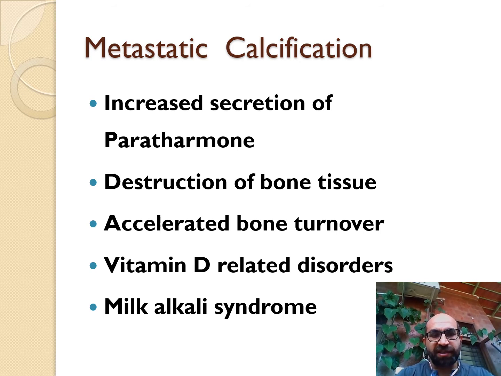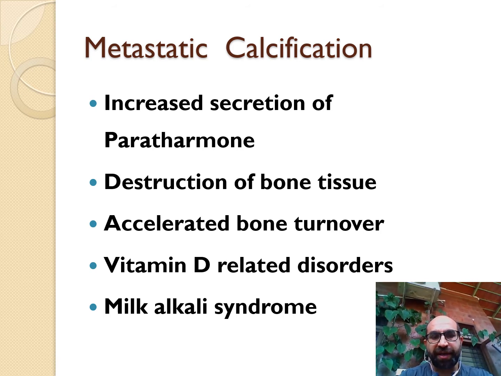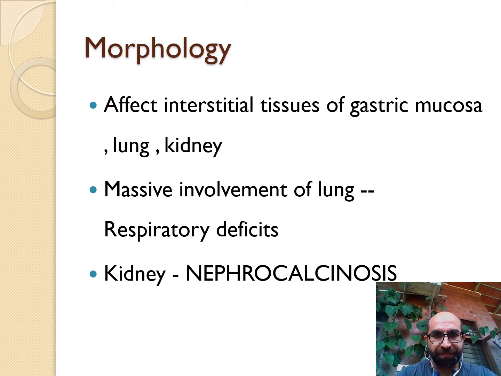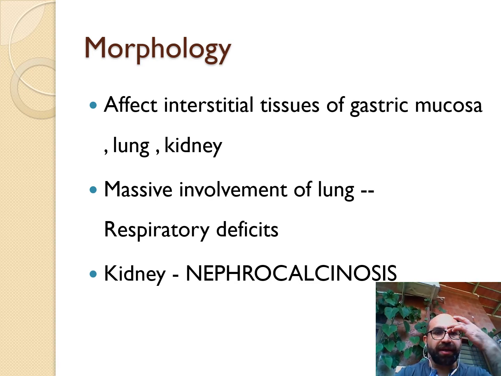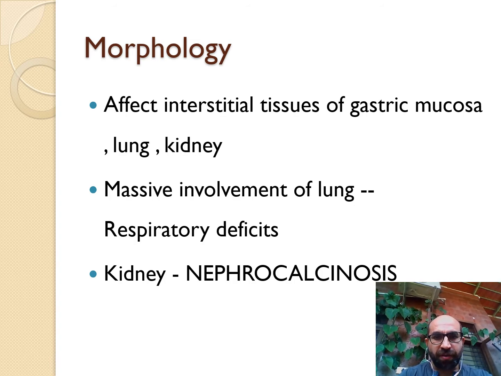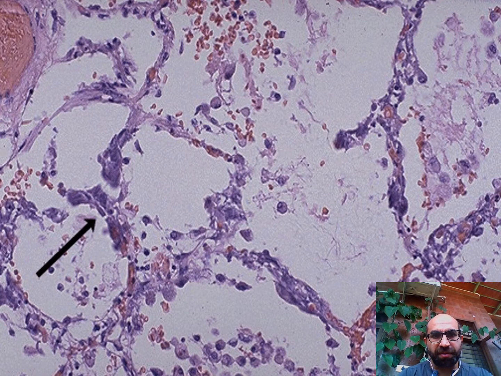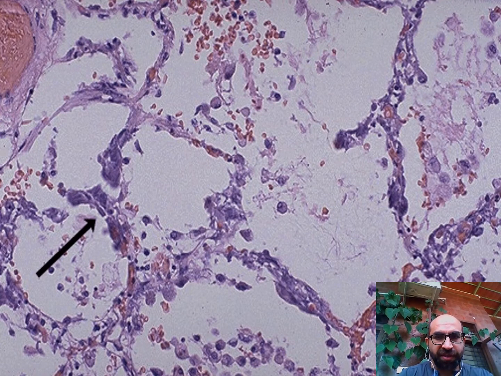Whereas in dystrophic calcification the calcium accumulates on dead and necrotic tissues, in metastatic calcification it accumulates in normal tissues. What is the morphology? These calcium accumulations are seen in gastric mucosa, lung and kidney. Massive involvement of the lung can cause respiratory deficits. In the kidney, the accumulation is called nephrocalcinosis. This is a microphotograph of the alveoli where you can see calcium deposition in the septa, marked by the arrow.